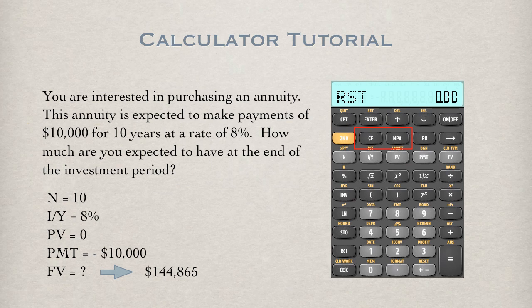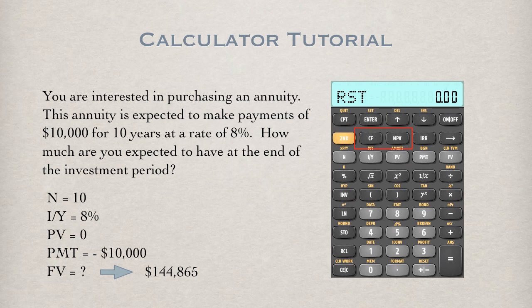So again, we're going to be using those 5 buttons: the N, I per Y, PV, PMT, and the FV or future value button. So we know that we're going to be making an investment for 10 years. So we're going to type in 10, and we're going to hit the N button. That locks it in for our number of years. You're going to hit 8, not 8%. I have 8% written down there, but it's just 8. 8, you're going to hit I per Y.